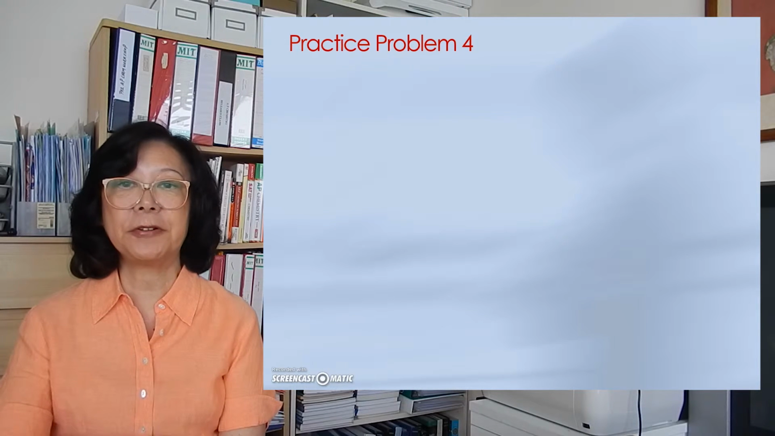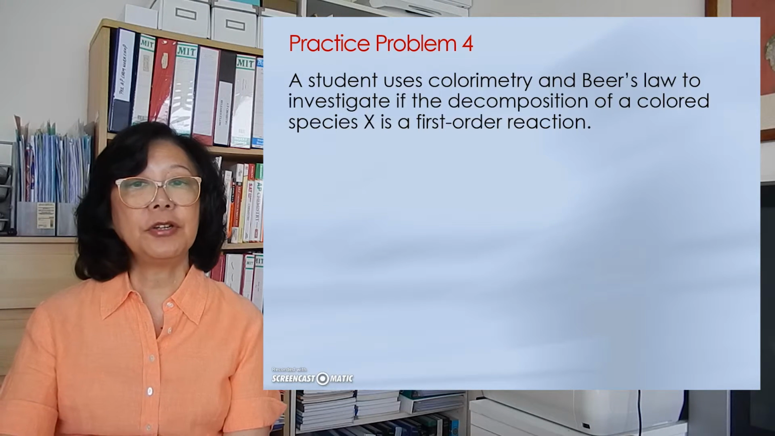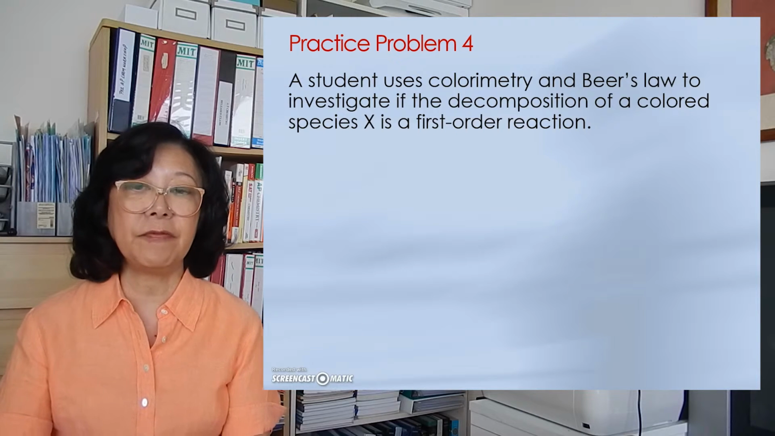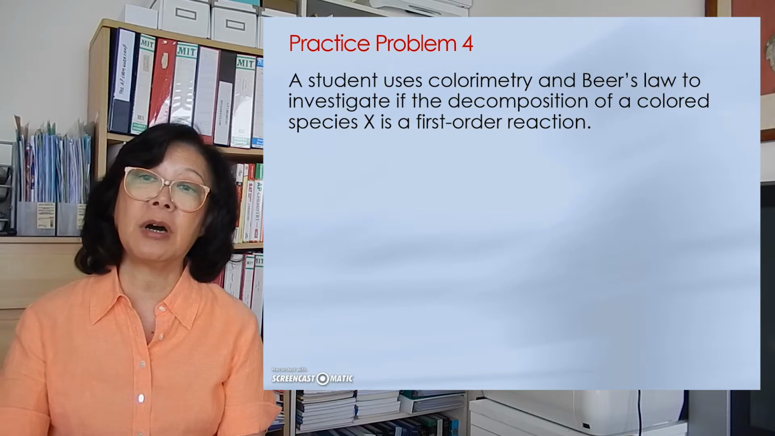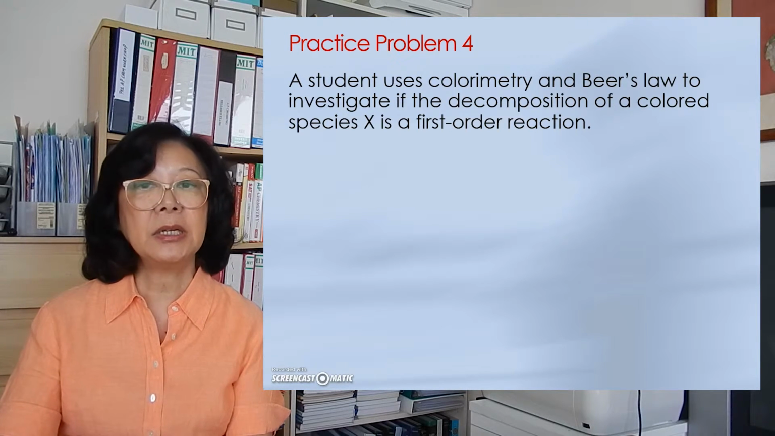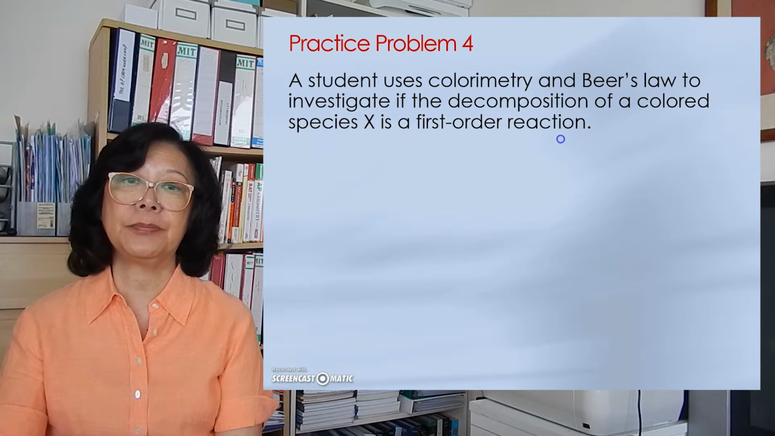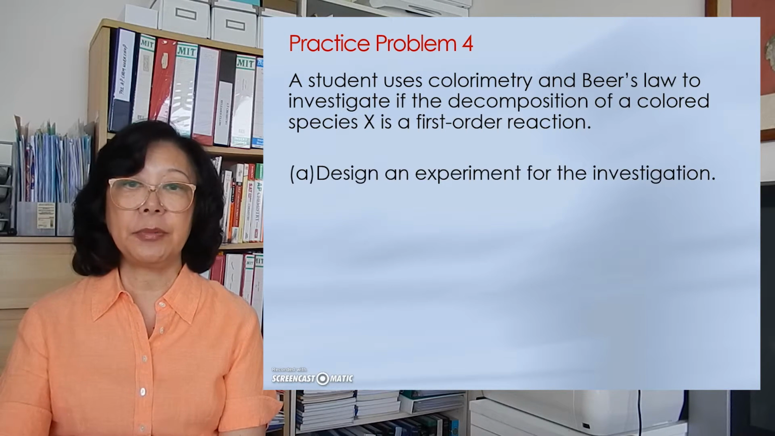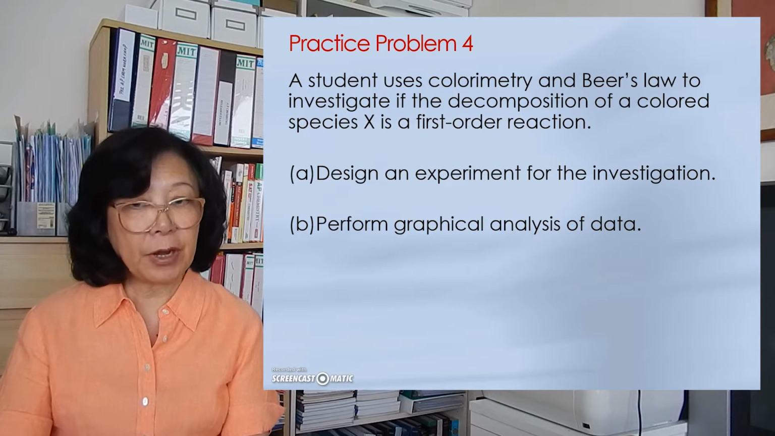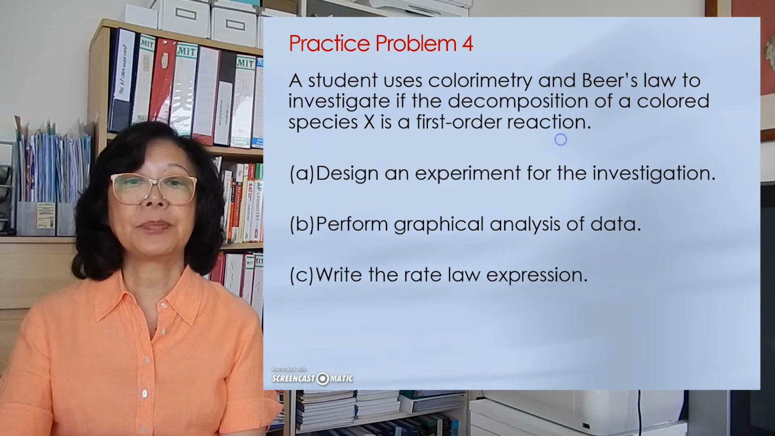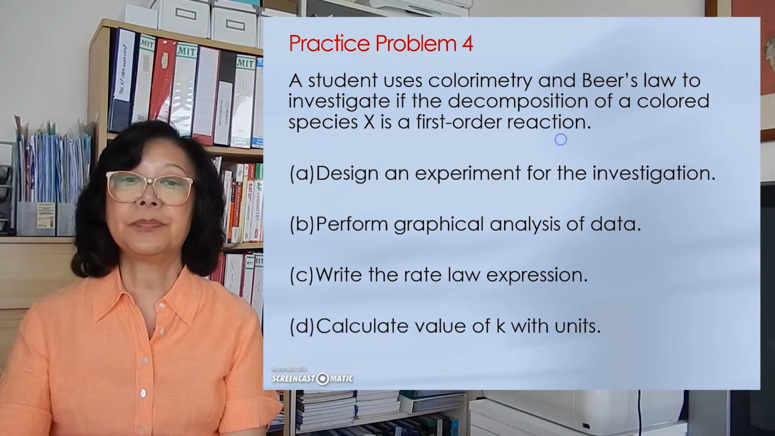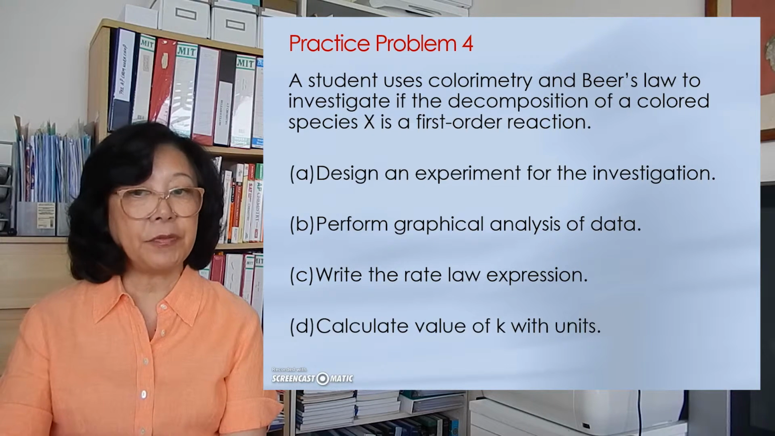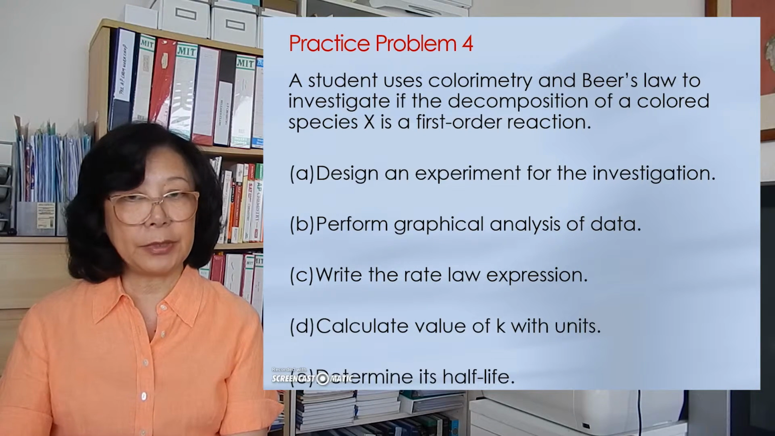Practice problem number 4. Student uses colorimetry and Beer's law to investigate if the decomposition of a colored species X is a first-order reaction. Design an experiment, perform graphical analysis of the data, write the rate law expression, calculate the value of K with units, and determine the half-life.